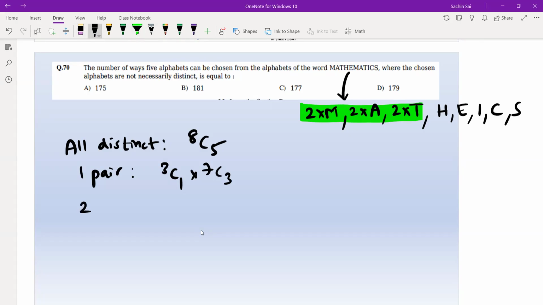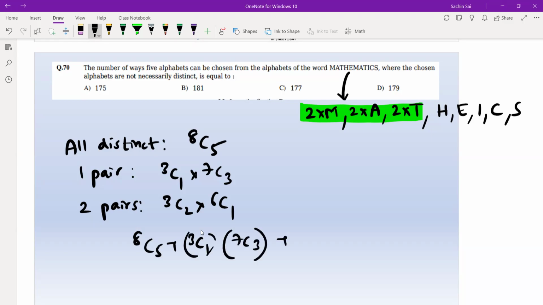Now let us say there are exactly 2 pairs of identical letters. Again, the same thing: 3C2, I will choose 2 pairs of identical letters, and then from the remaining 6 letters I will choose one letter. I cannot have 3 pairs because that would make it a selection of 6 alphabets. So your final answer should be the sum of all these cases: 8C5 plus 3C1 times 7C3 plus 3C2 times 6C1.